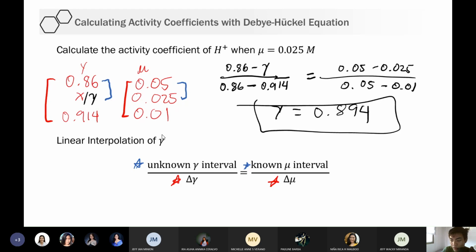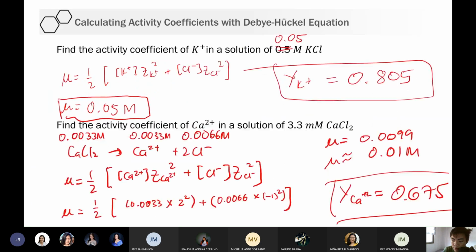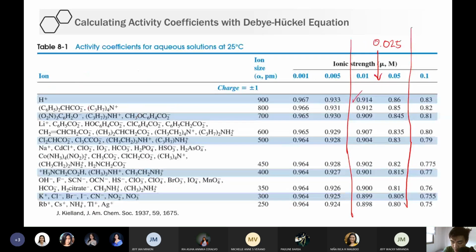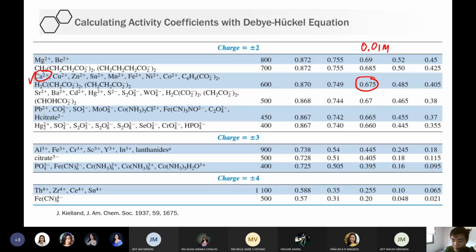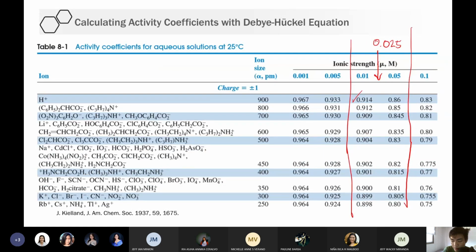linear interpolation. Okay? Use this equation, use this pattern, to solve for the unknown gamma value if the ionic strength is within the ranges shown in the table. Okay, so that's how we use the table presented by Kielland to solve for the activity coefficient. Okay, so please maximize the use of this table.